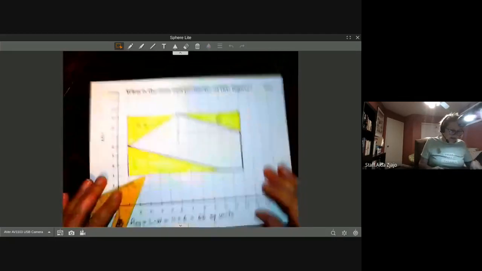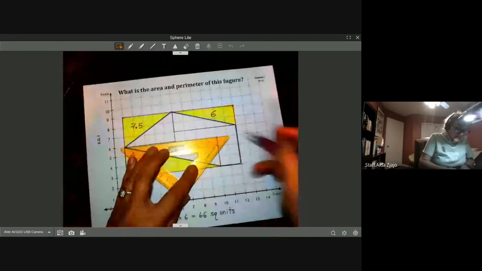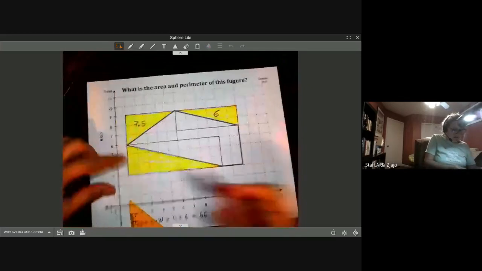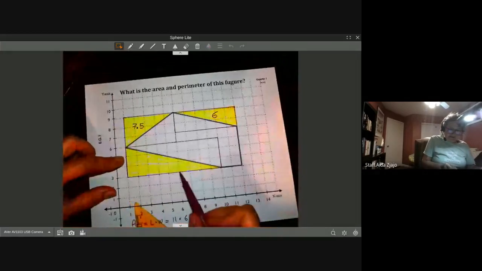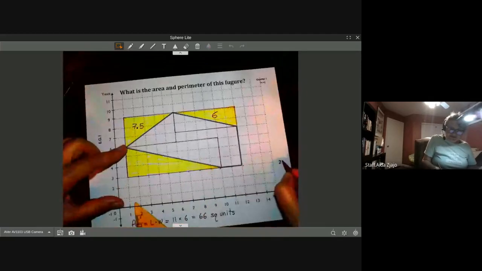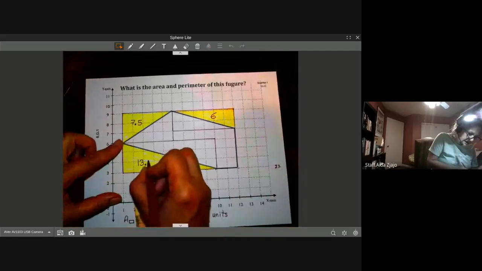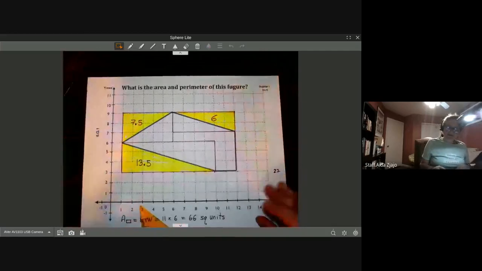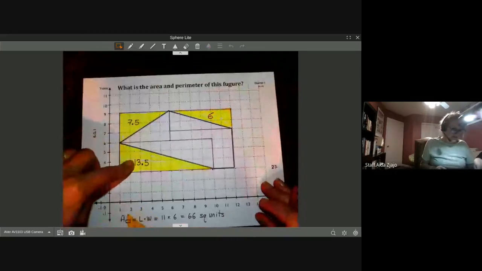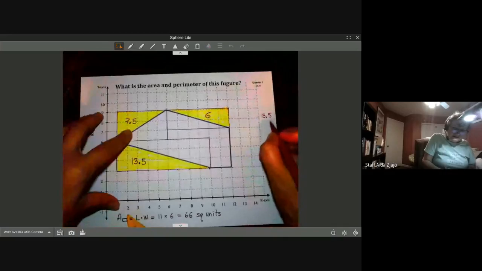And then the longest one is going to be, okay, so if I look, 1, 2, 3, 4, 5, 6, 7, 8, 9 times 3 is 27. And half of 27 should be 13 and a half. So this is 13 and a half units. So all I need now is to add these extra parts. That would be 13 and a half and 7 and a half and 6.